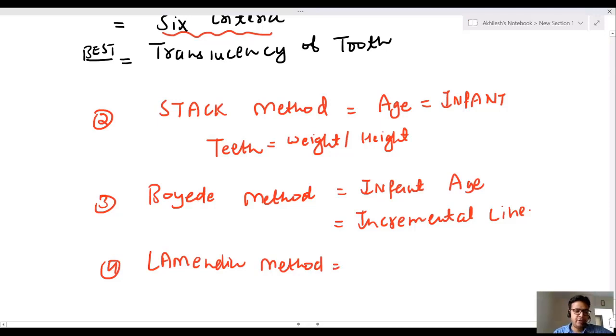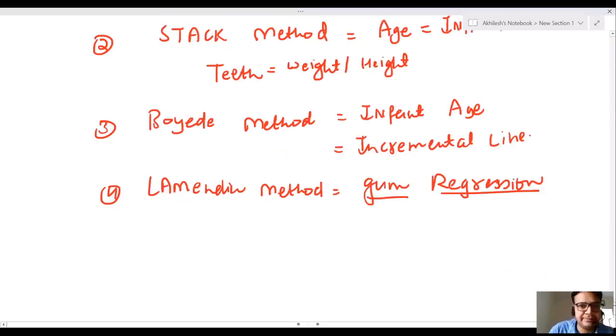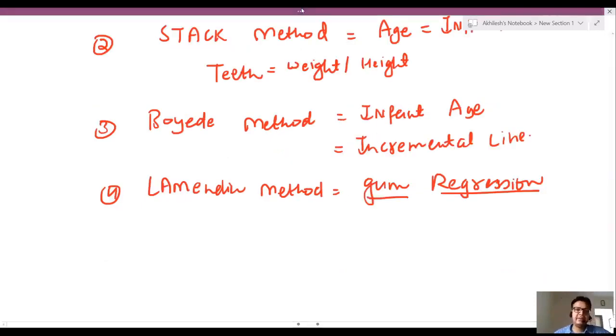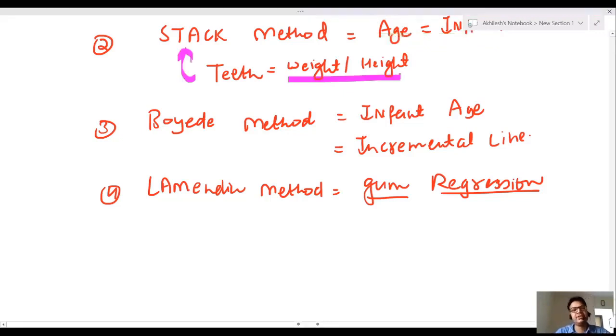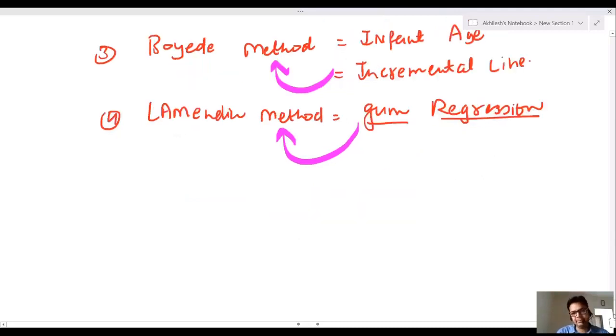Lemendine method, we use gum regression. We use gum regression, that is known as Lemon-Dee. Again, I'm revising, my dear friend. By teeth, weight, and height, we examine the age. This is Stack method. By incremental line of infant, we decide the age. That is a Boyd method. By gum regression, we decide the age. This is Lemon-Dee method.